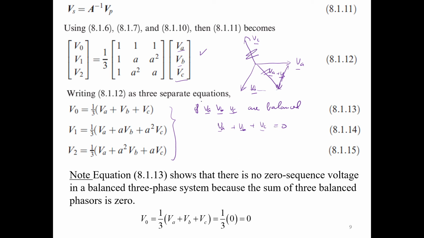You can see from the first equation that if the sum of these three vectors becomes 0, then this is 0. Your V0 is 0. So this leads to the first conclusion: if you deal with a balanced three-phase system, then there is no zero sequence. The zero sequence is 0. You don't need to analyze the zero sequence network, the zero sequence component, because the sum of this vector is 0.